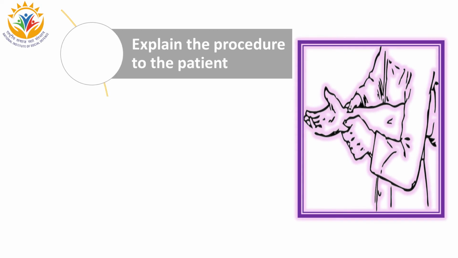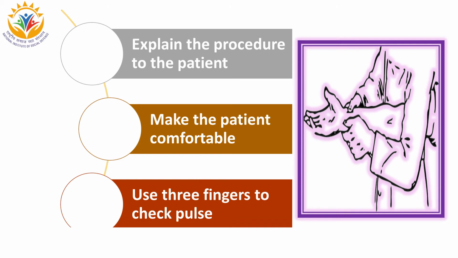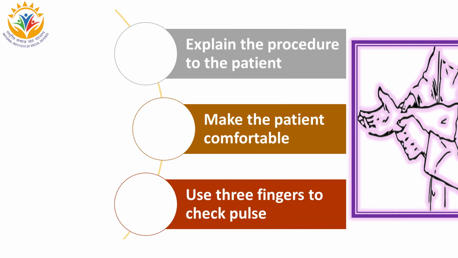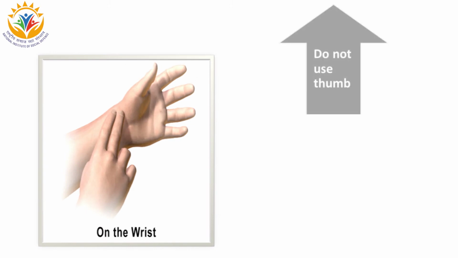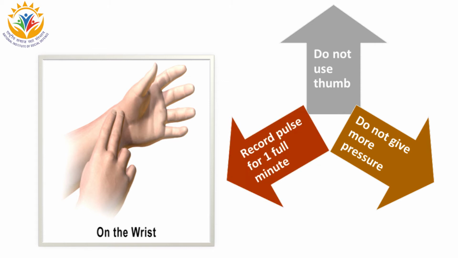The procedure for counting the pulse is, firstly, put the patient at ease by telling what you are going to do. Make sure the patient either sits or lies down. Use 3 fingers to feel the pulse: the index finger, the middle and the ring finger. Do not use the thumb to feel the pulse, as the thumb has its own pulse and it will interfere with the reading. Do not apply too much pressure either. Record the pulse for a full 1 minute.